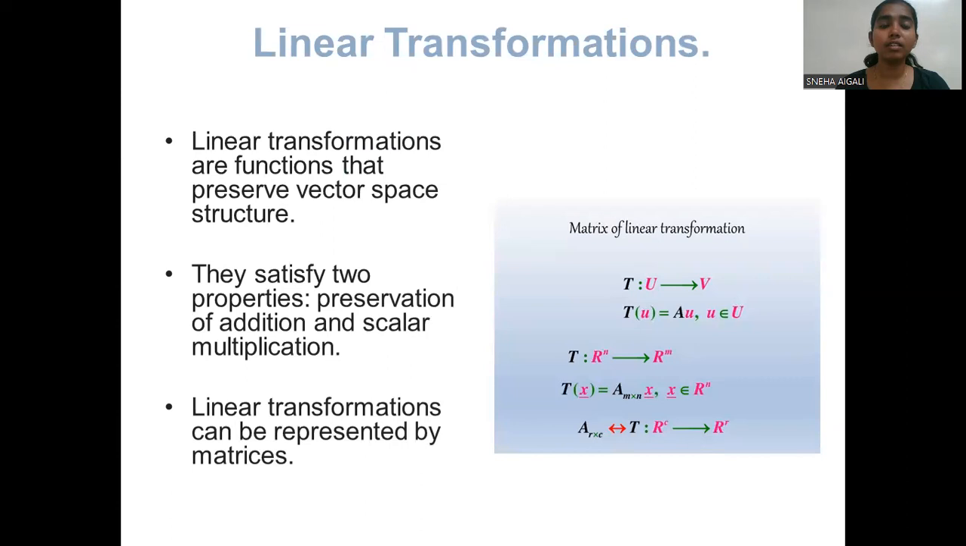Now next we have another topic, that is linear transformations. Linear transformations are functions that preserve vector space structures. They satisfy two properties, namely preservation of addition and scalar multiplication. Linear transformations can be represented by matrices. Matrix of a linear transformation: here we have an example, T: U → V, T(u) = Au, where u belongs to U.